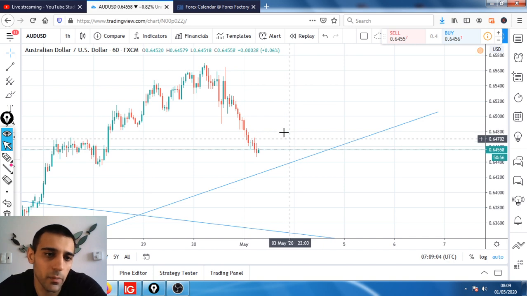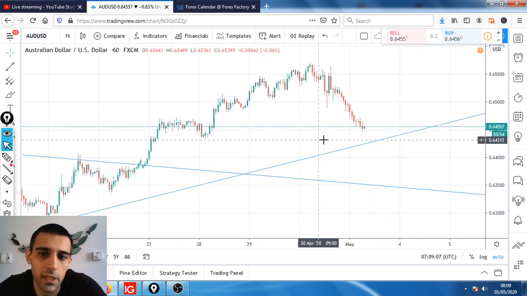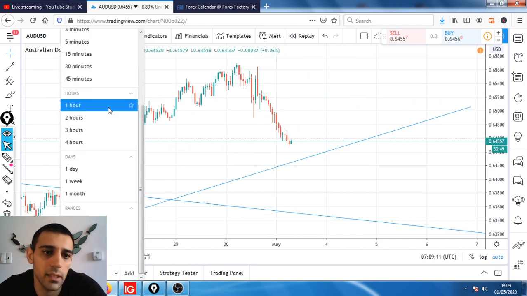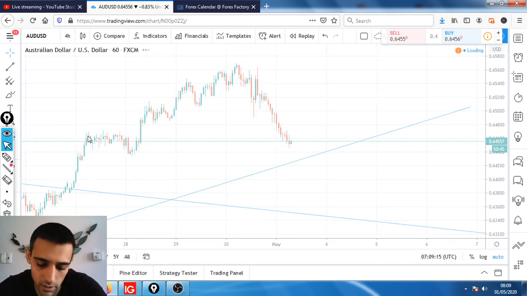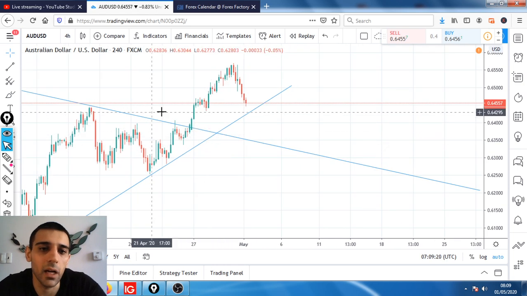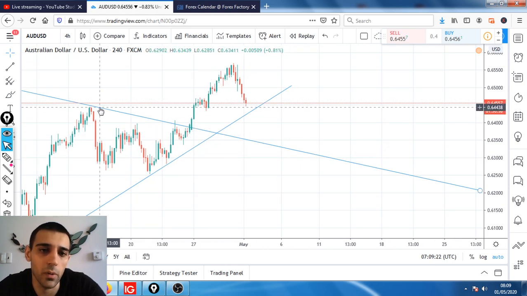We need to see a bit more retracement towards the upside before I can get onto the short side. The other thing is we need to find the target first. So that's why I was looking and thinking about where the price wants to go now.